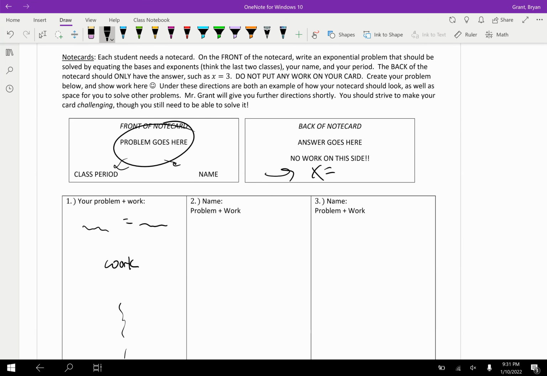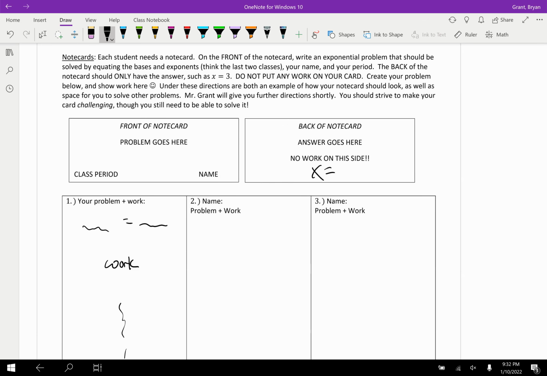The reason we don't want work is because when they get your card, you're going to be passing this around, and we don't want people to just copy down your work. So, problem, class period, name, and an answer. So why don't you take a few minutes, come up with a problem. It needs to be different than everybody else in the room, and especially the people near you. So don't share with others, come up with your own. Ask your teacher and your group mates if you need help creating one. Okay, go ahead and solve it, and then unpause this video when you're ready.